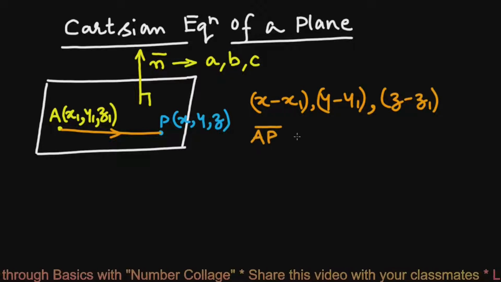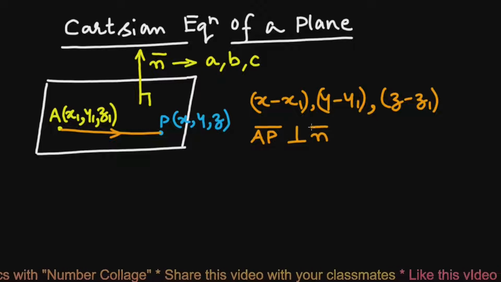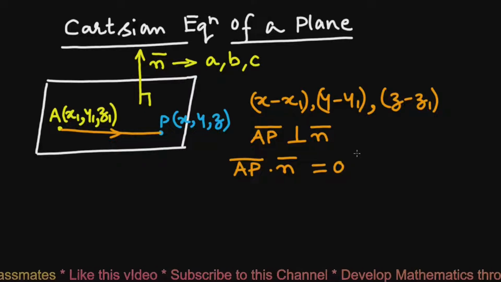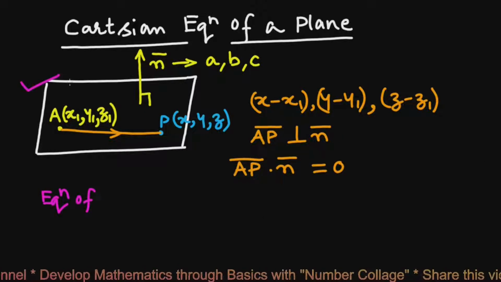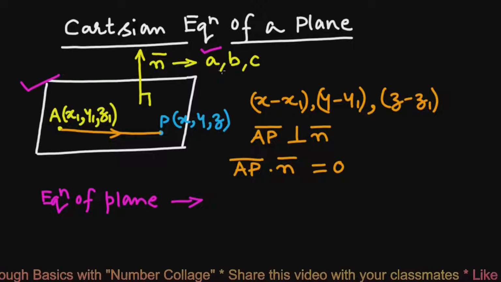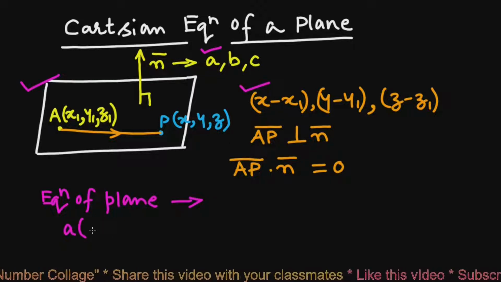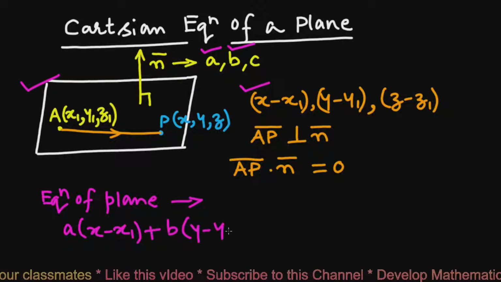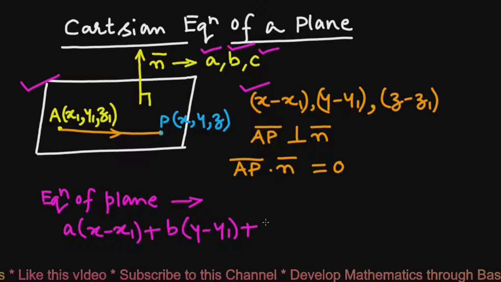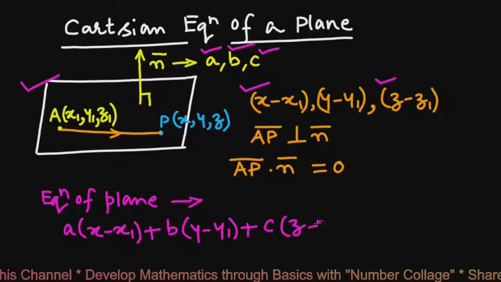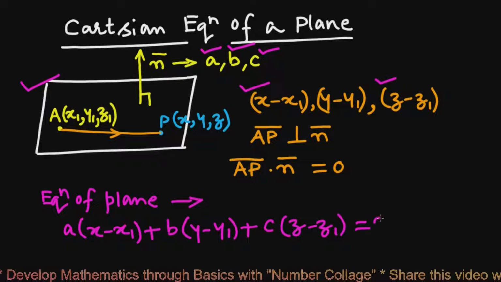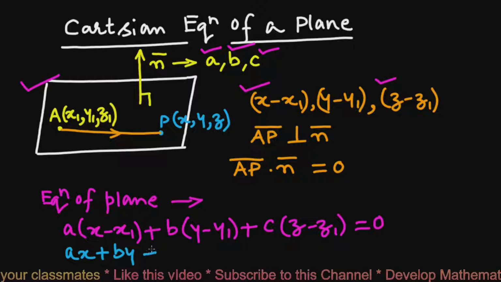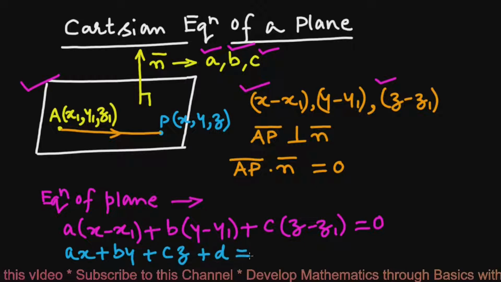Since AP bar is perpendicular to normal vector n bar, therefore AP bar dot n bar will be 0. Therefore, we write the equation of this plane as a multiplied by (x minus x1) plus b multiplied by (y minus y1) plus c multiplied by (z minus z1) equals 0, which also can be written as ax plus by plus cz plus t equals 0.